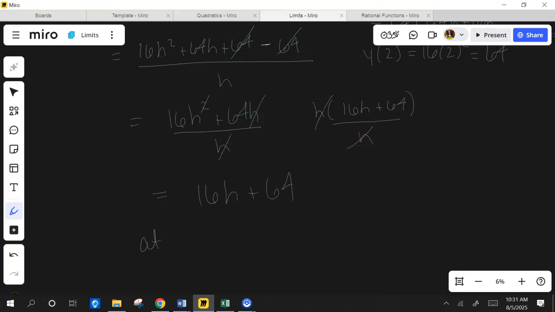So at 2 seconds, my velocity would be 16 times 0 plus 64, which is 64. Units are very important here. You lose points if you don't put units, so make sure. 64 feet per second.